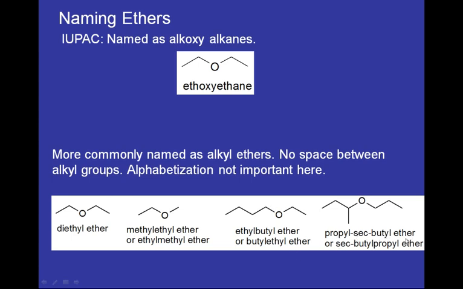Note the dash before the sec, and the reason we have a dash before the sec is because we have a dash after the sec, and that's one of the patterns we see with naming, is that if you've got a dash after something, you're going to have a dash before it as well. So this would be propyl sec-butyl ether, not just propyl sec without the dash here. The other way of naming this, sec-butyl propyl ether, would be fine as well. Here's your sec-butyl group, and there's your propyl group here.